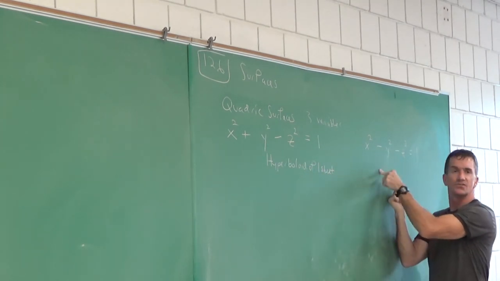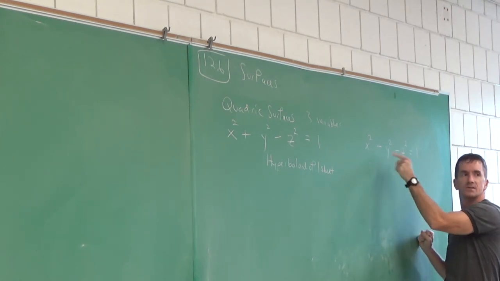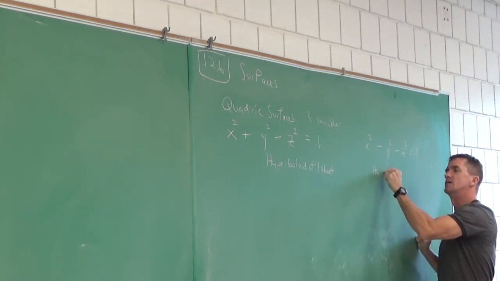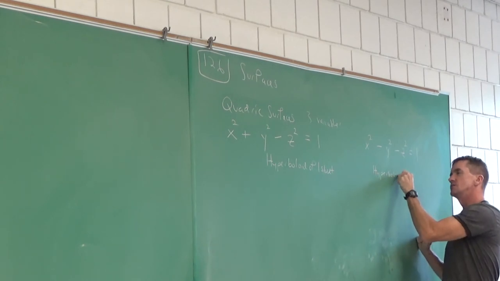Hey, this looks like the sphere, but it's got minuses in there. How many minuses? Two. This is called a hyperboloid of two sheets.